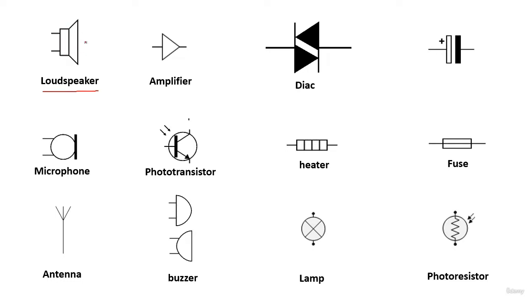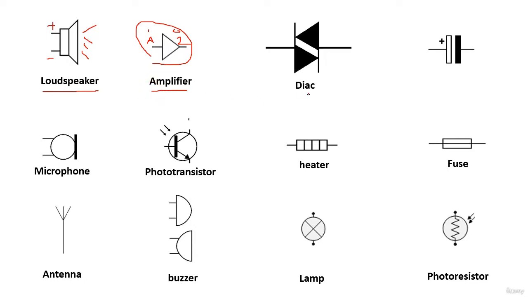So this is the loudspeaker. It has two terminals. Always we have plus and minus here. This is the symbol of the amplifier. It has two terminals, the input and the output. So this is the symbol of the amplifier.